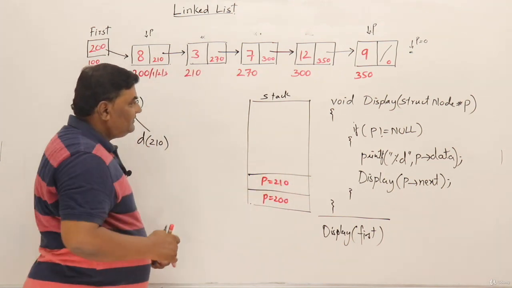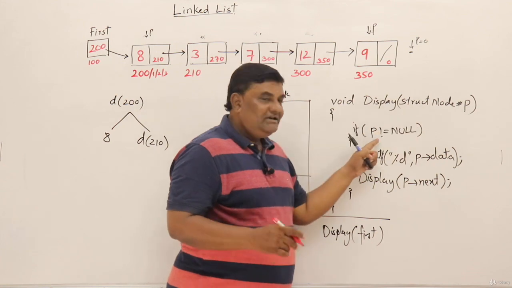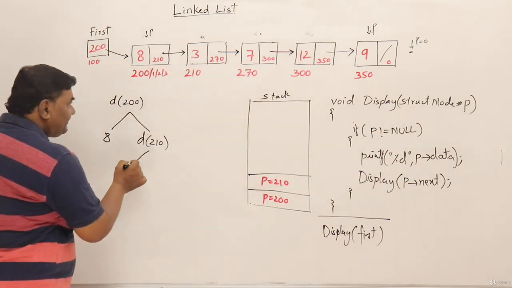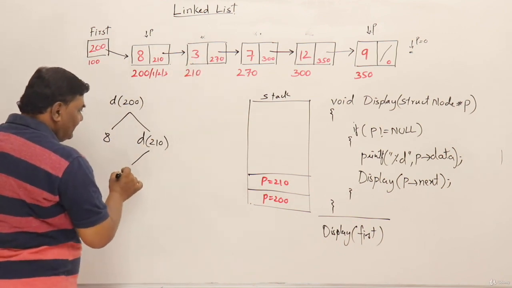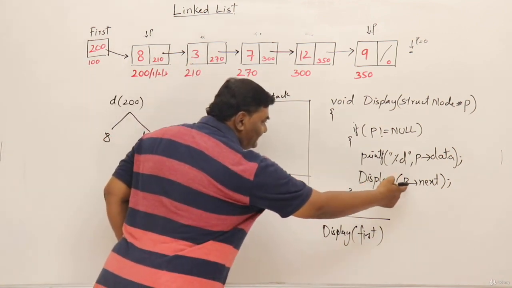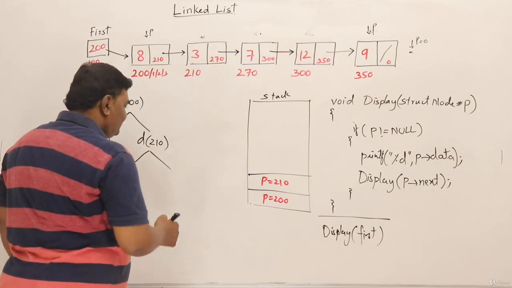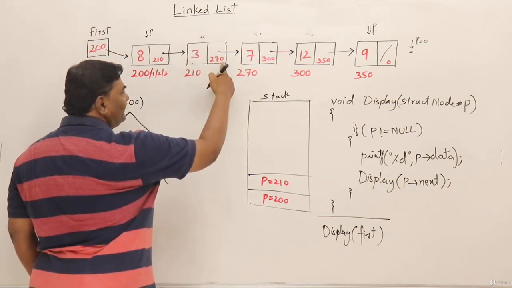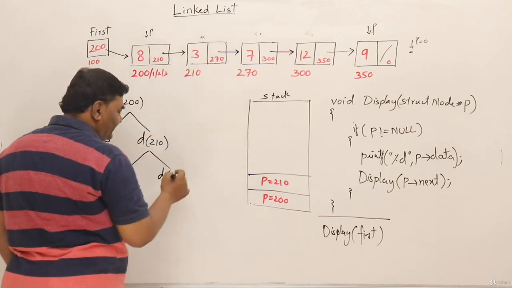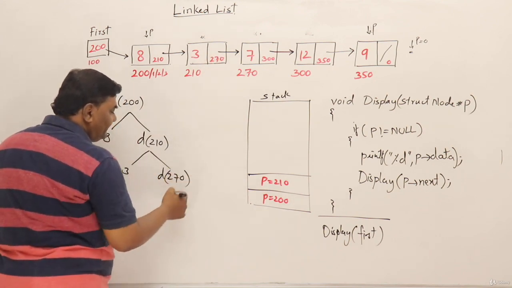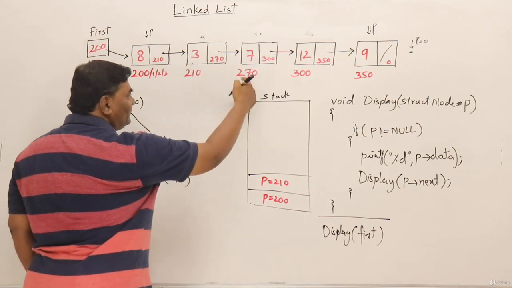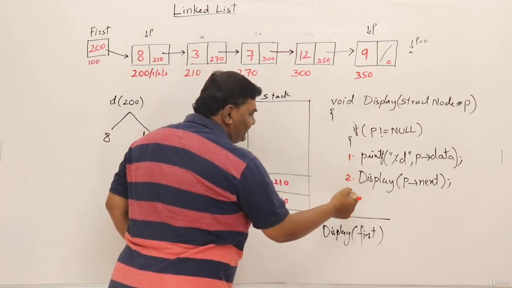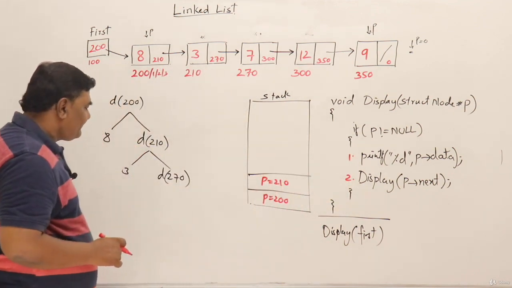Now in this call, p is 210, p is not null, so it will print the data present here, that is 3. And then the next step is to call itself again for p's next. So it will call itself for the next node, that is 270. It will take this value actually, 270. So it will call itself for 270, and this is the address of this node. So whenever the pointer is not null, it is performing these two steps. Focus on these two steps.